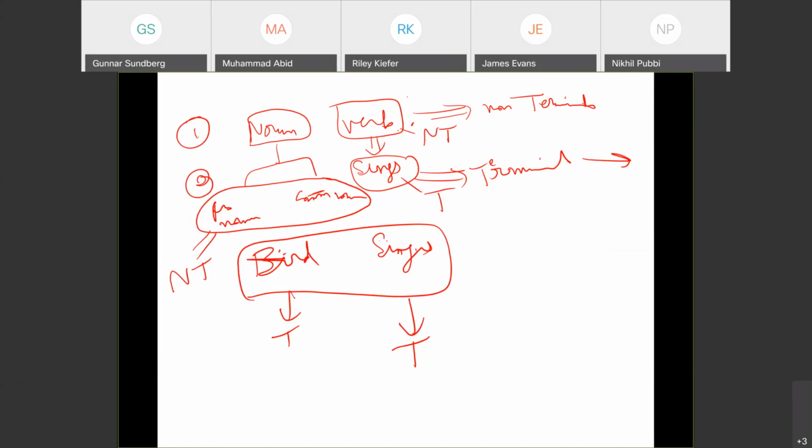So in this case, this is a valid sentence because there are all terminals. No non-terminals, so this is a valid sentence.